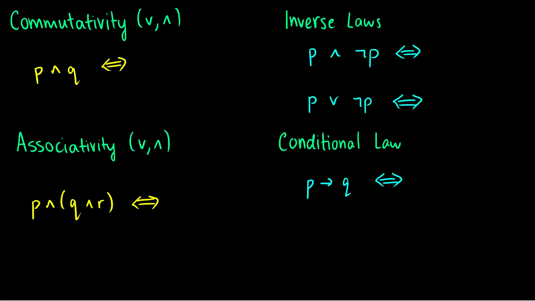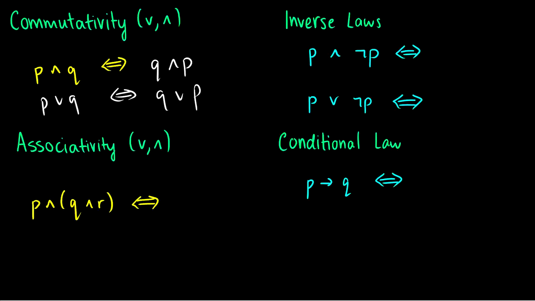We have some laws that are kind of straightforward that we usually take for granted sometimes. So, P and Q, the commutativity law just says that we can flip the order. So instead of P and Q, we can do Q and P. And this is true for or and. So P or Q is logically equivalent to Q or P.